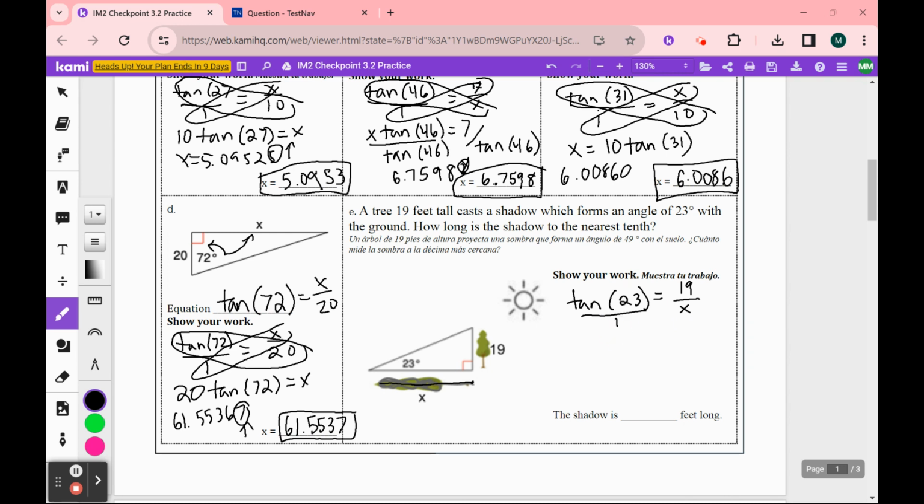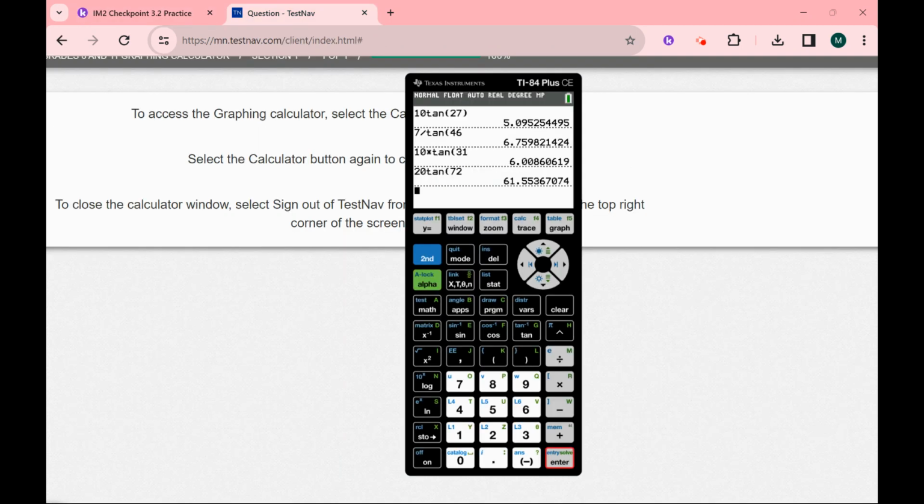And I'm going to cross multiply. I have x times tan of 23 equals 19. And I'm not done yet because x needs to be alone. So I divide both sides by tan of 23. And I get that, what's 19 divided by tan of 23?